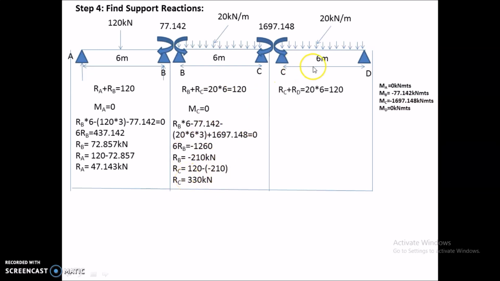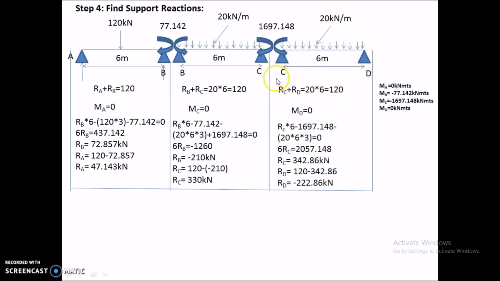And coming to this span 3, RC plus RD is equal to 20 into 6, that is 120. Considering MD is equal to 0, RC into 6 will be positive since it is acting left side clockwise, and minus this one, 1697.148, is acting anti-clockwise, that is to the left side of the section, so it will be negative.